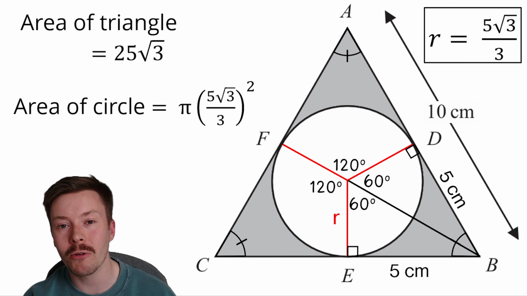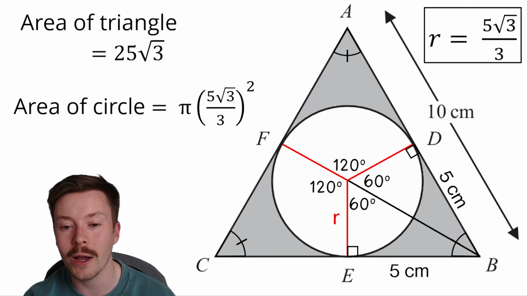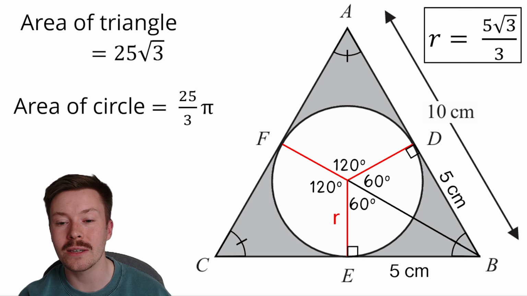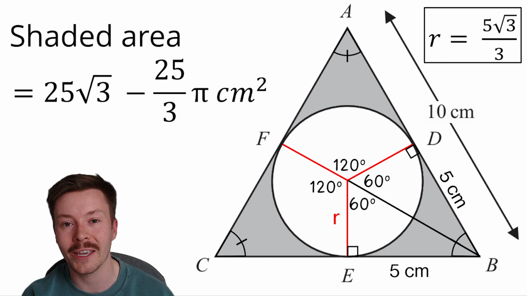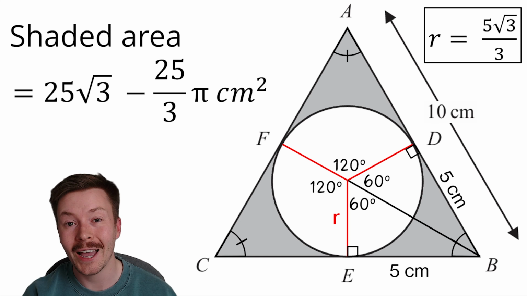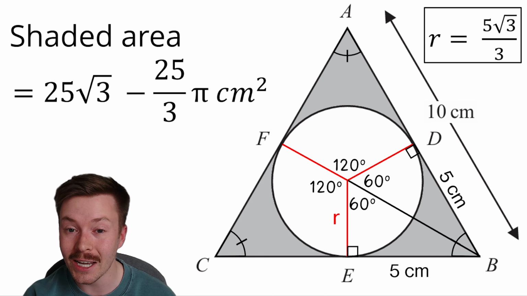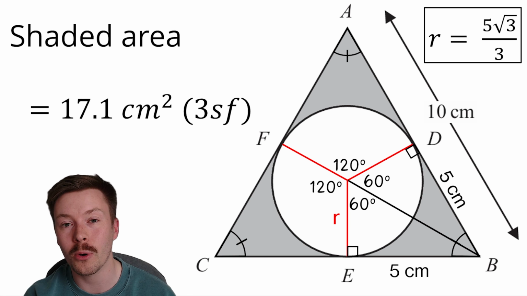I'm then going to do the area of the circle, so that's pi r squared. That gives me an answer of 25 over 3 pi. And then my final answer is to just subtract those two things from each other. So 25 root 3 minus 25 over 3 pi centimeters squared. And if you want that as a decimal, that would be 17.1 centimeters squared.